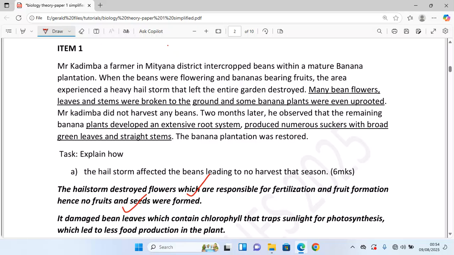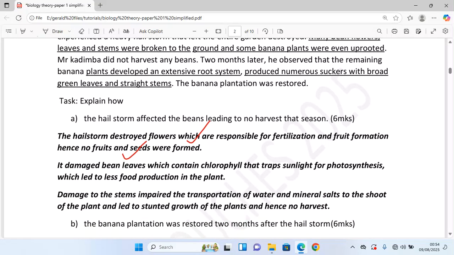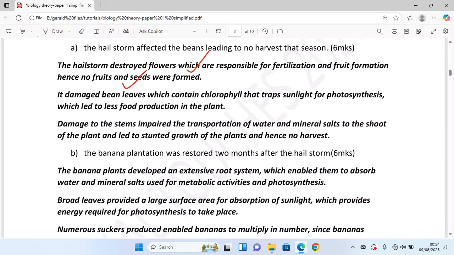We can look at another one. You scroll down and you see another example: it damaged bean leaves, which contain chlorophyll. See how bean leaves are linked to the functioning of the plant? They contain chlorophyll that traps sunlight for photosynthesis, and therefore if they are damaged, then food production will be less or will be limited.